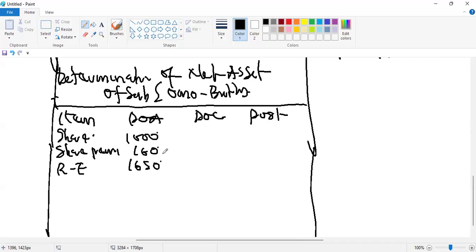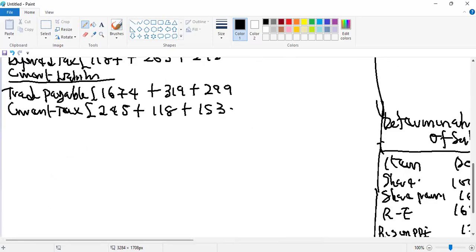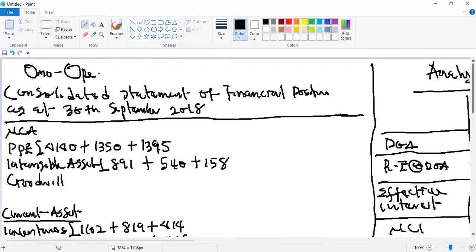And the fair value of identifiable net assets of Omope Limited approximate the carrying value, except for an item of plant which had a fair value of 175 in excess of the carrying amount. Revaluation surplus on plants, PPE, 175. I'll go and post the second leg by debiting my PPE with 175 plus.